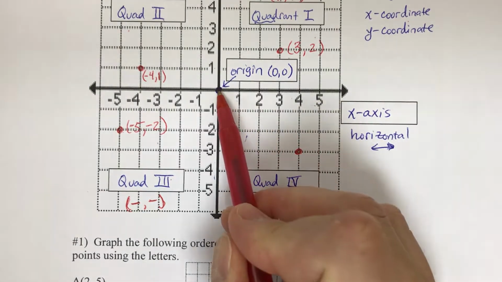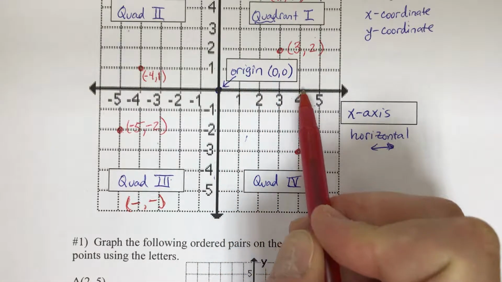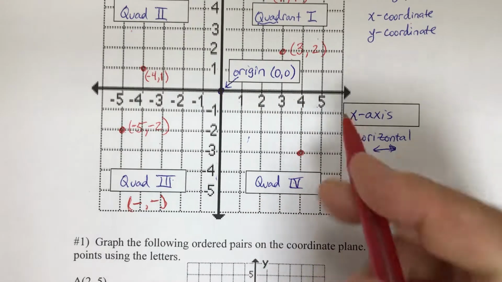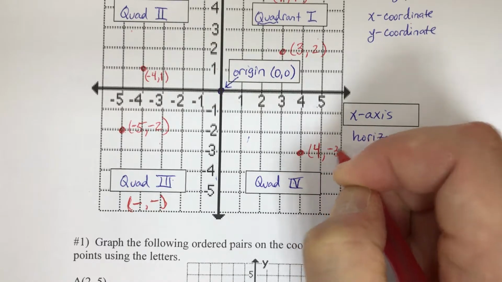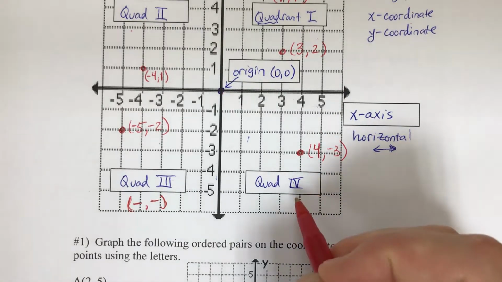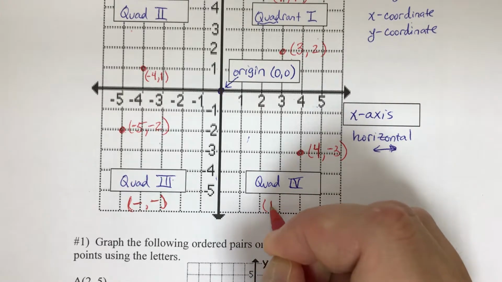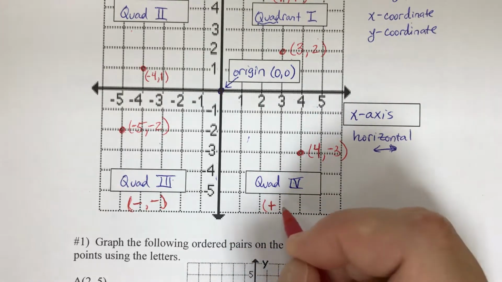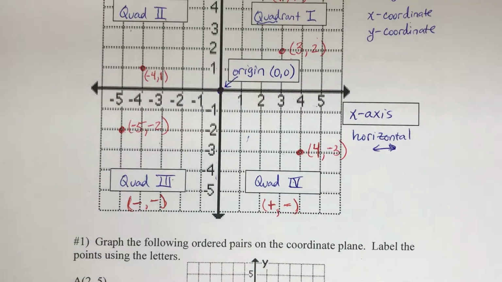We would start from 0, 0. We always start at the origin. We would go 1, 2, 3, 4 to the right, which is positive, and then down 1, 2, 3. Down is negative, so (4, -3). In the fourth quadrant, it's always right and down. So the x coordinate is always positive to the right, and the y coordinate is always negative because it's down.